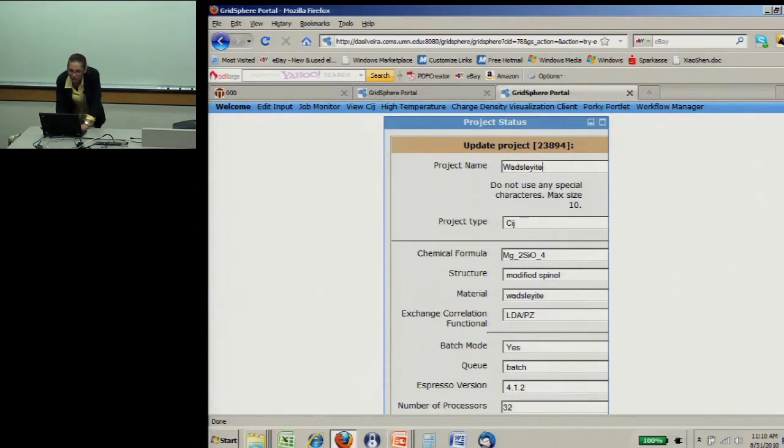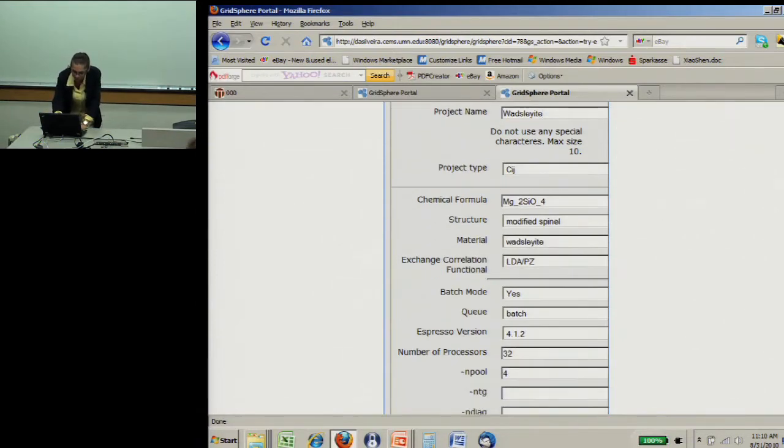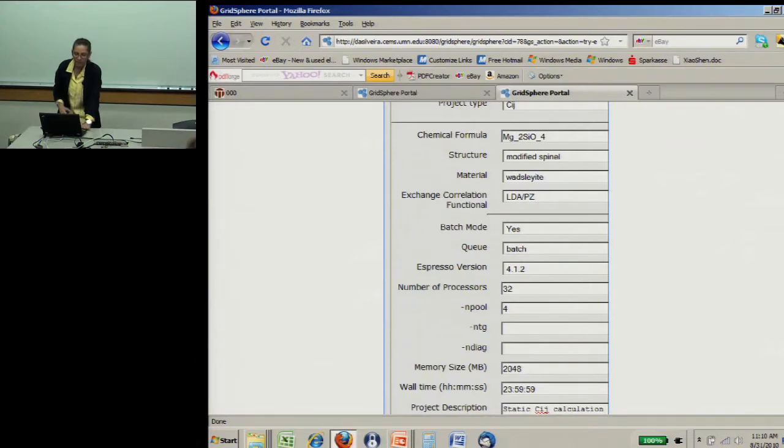Okay, this is a description of the project. These are headers that can be identified by someone searching the databases of calculations that have been done. So you include the chemical formula, the type of project that has been executed, a structure, material, and exchange correlation, and so on. And some information about the number of processors that was used per core, and some other parallelization parameters here.